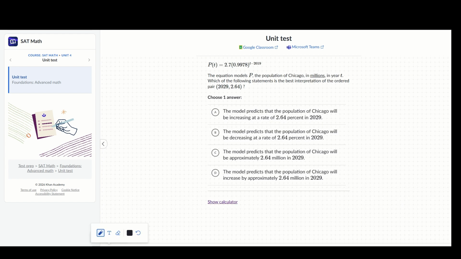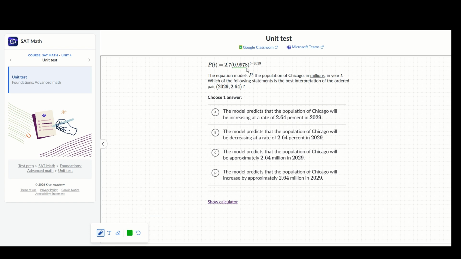Yeah, next. Okay, it's exponential decay. How did I notice? Because this value here is less than 0. In exponential growth, if it is less than 0, it is decay. If it's more than 0, it is increasing. It's not decay. So yeah.